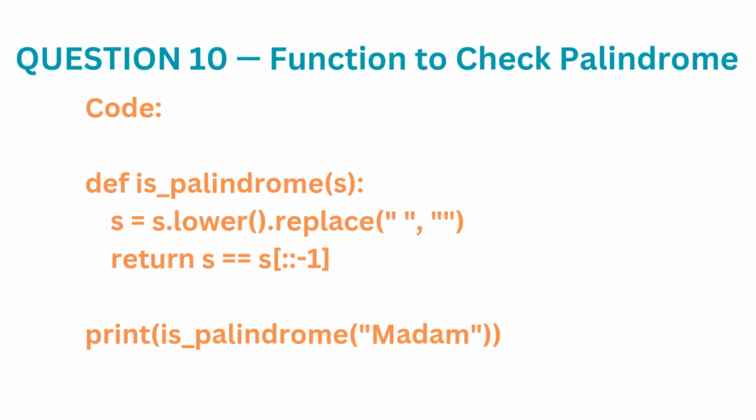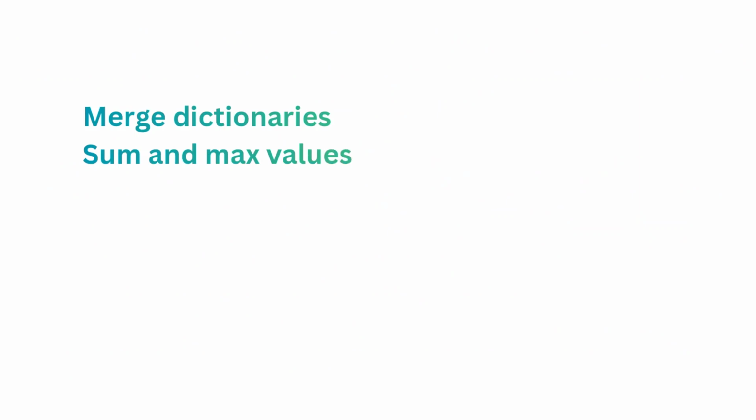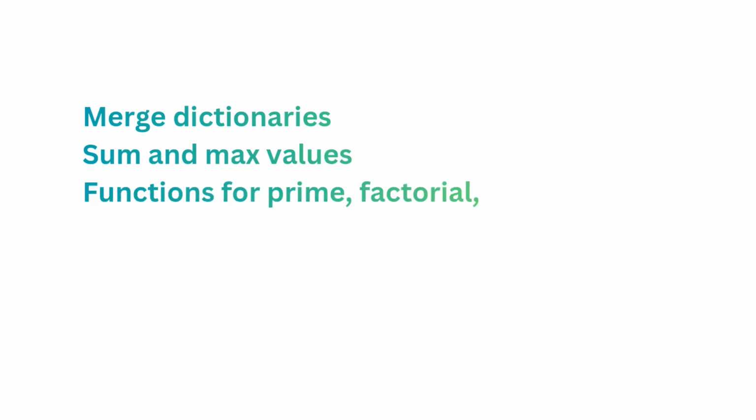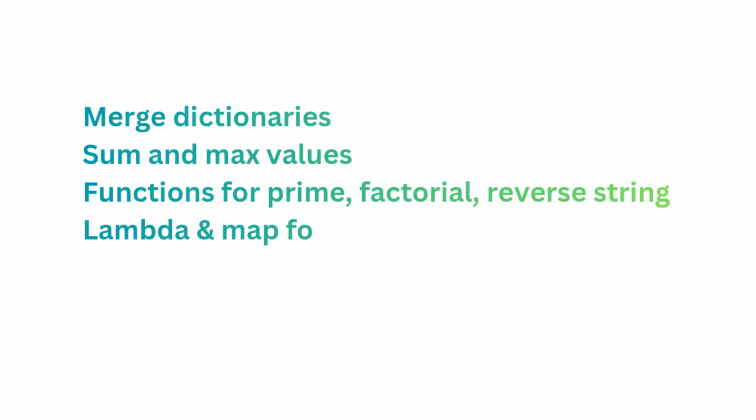In this episode, we focused on dictionaries, functions, and many project style problems like merge dictionary, sum and maximum values, functions for prime, factorials, and reverse string, lambda and map for functional programming, word frequency, and palindrome checking. So these problems improve your coding, reusability, and project level thinking.